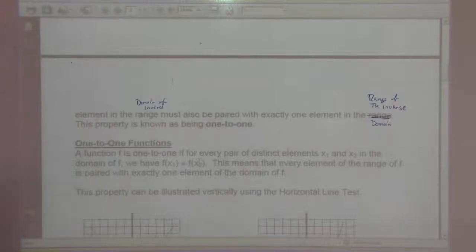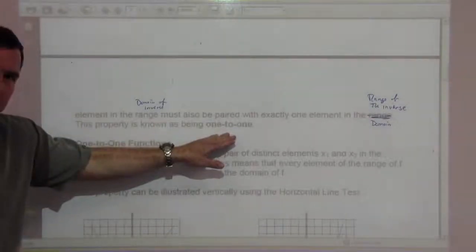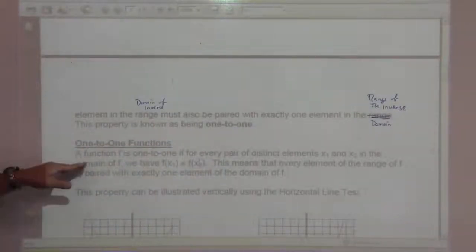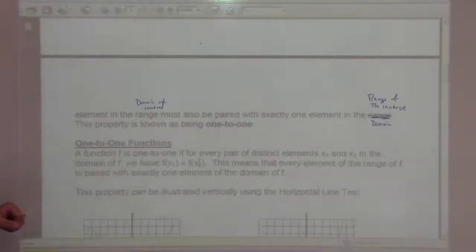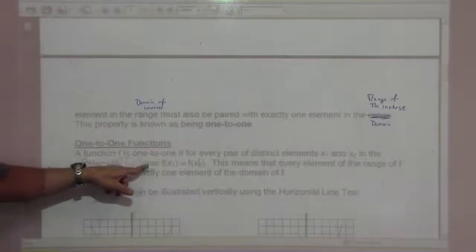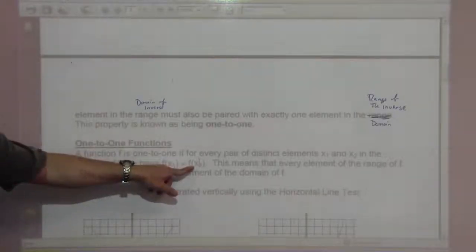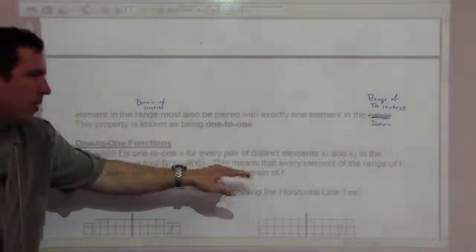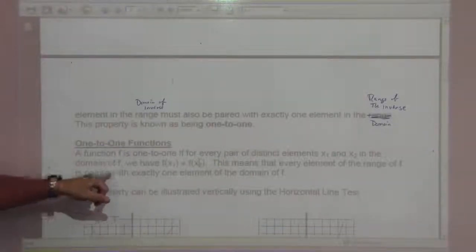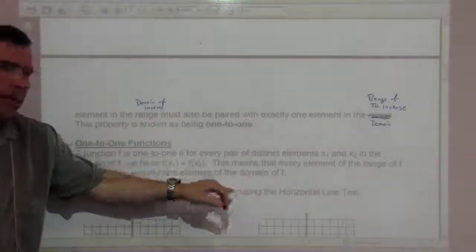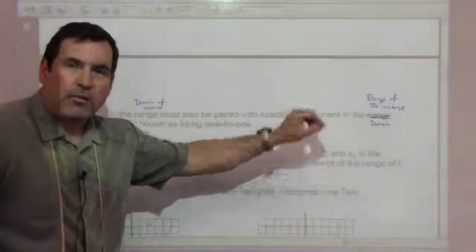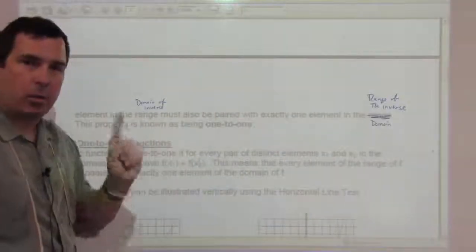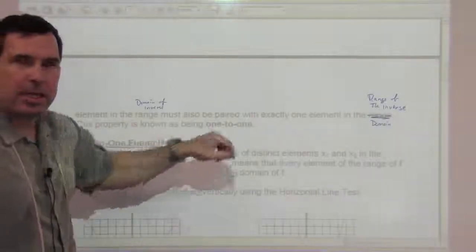And this brings us to the concept of a one-to-one function. Now, one-to-one means a function f is one-to-one if for every pair of distinct elements x1 and x2 in the domain of f, we have f of x1 is not equal to f of x2. That means every element of the range of f is paired with exactly one element of the domain. So, in a one-to-one, every x has just one y, every y has just one x. That's one-to-one. So each thing has exactly one partner.